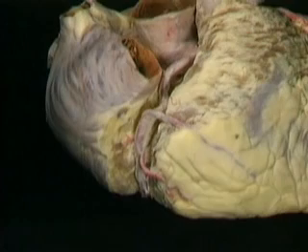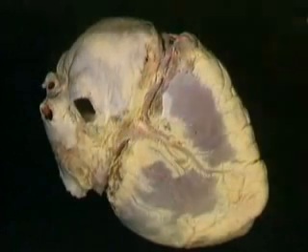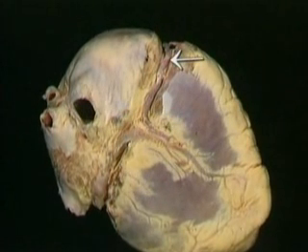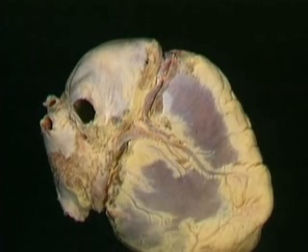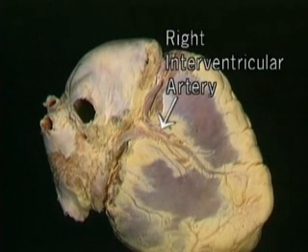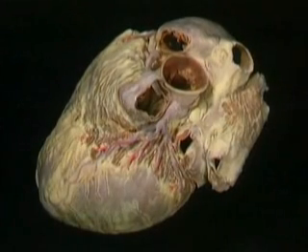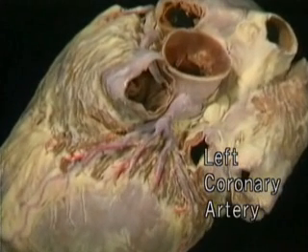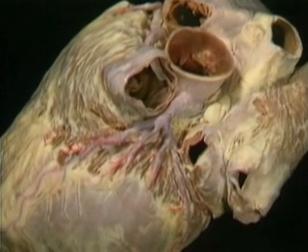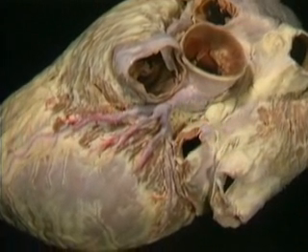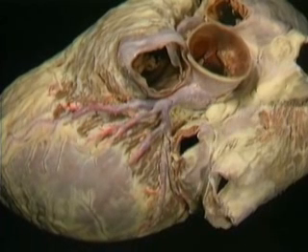The right coronary artery passes round to the underside of the heart. Here it is again. Its terminal branch is the right interventricular artery. Now, we'll look at the left coronary artery. Here it is. It arises behind the pulmonary trunk from the left aortic sinus.